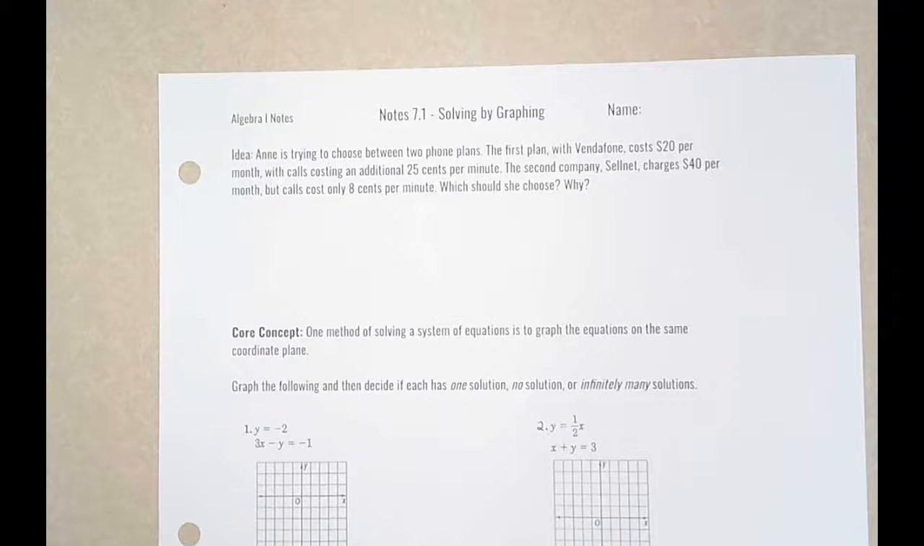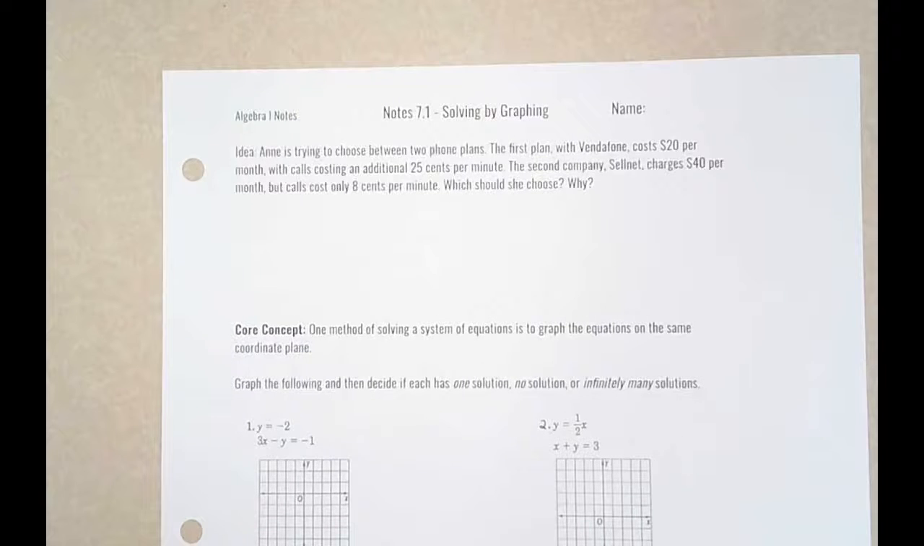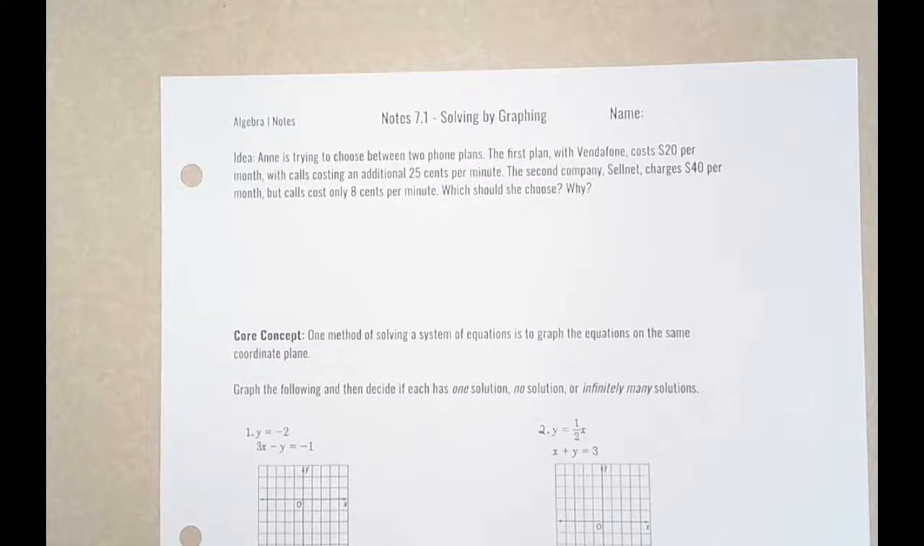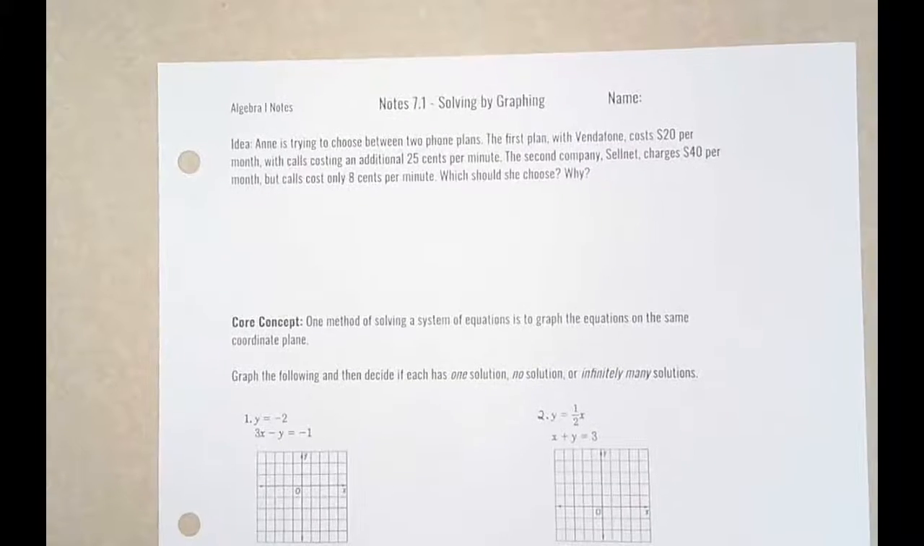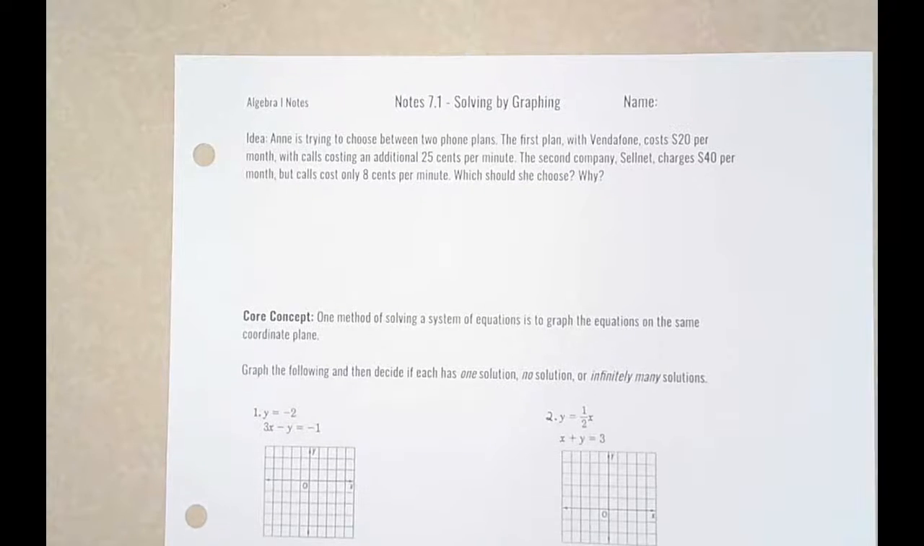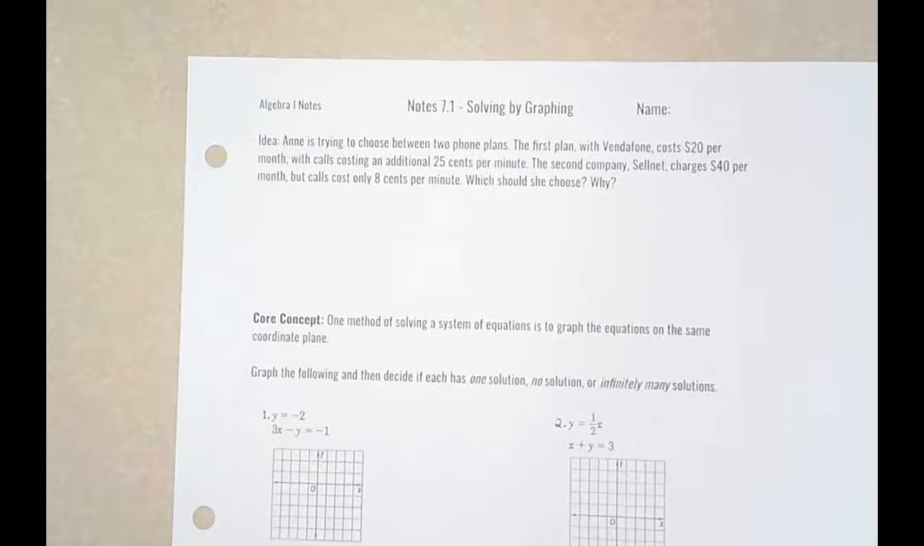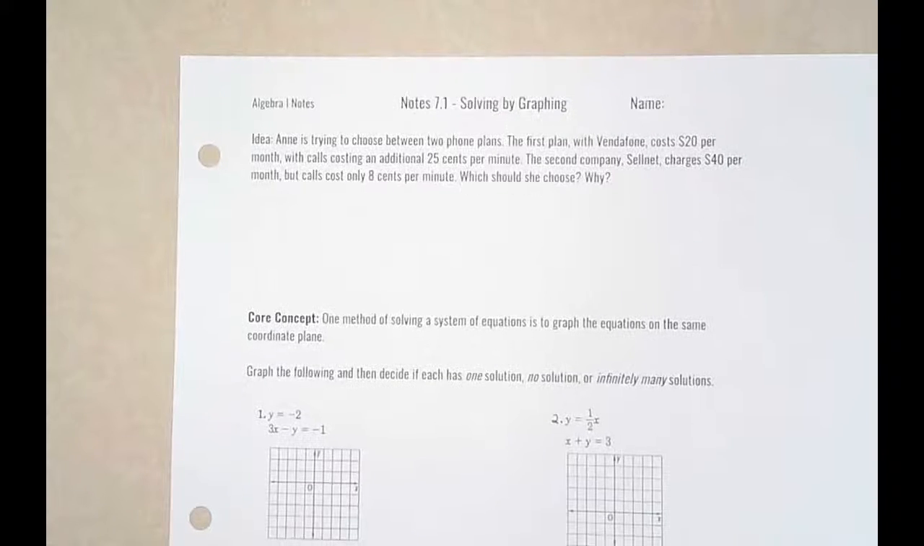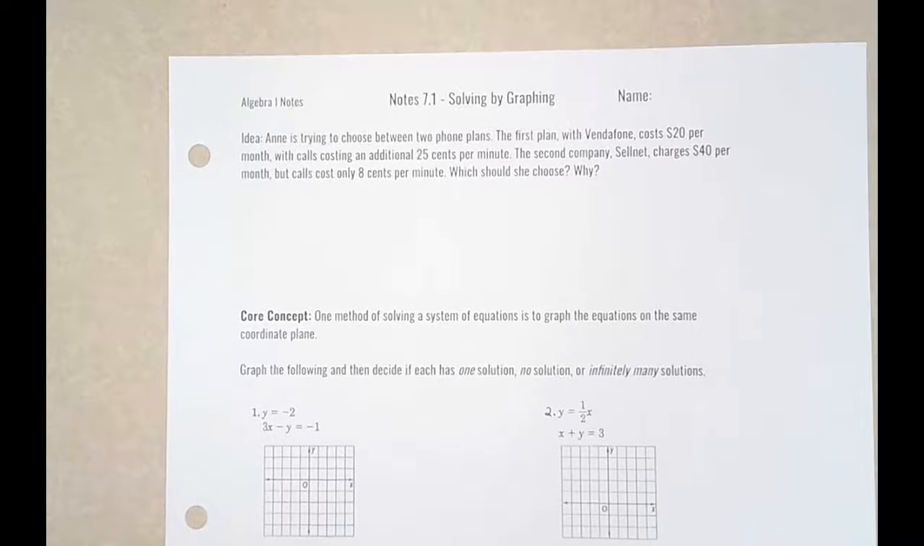Anna chooses between two phone plans. The first plan costs $20 per month, but the calls cost an additional 25 cents per minute. The second company, Cellnet, charges $40 per month, but the calls only cost 8 cents per minute. Well, which one should she choose? Well, it kind of depends. Is she going to be using her plan mostly for calling, or is she going to just use it for other things? It kind of depends.